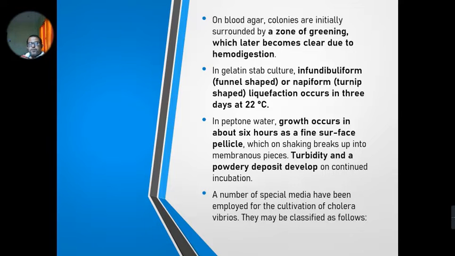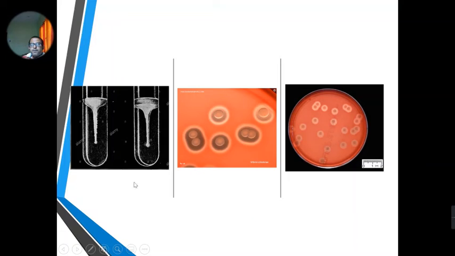When you grow this bacteria in peptone water, within 6 hours, we are able to observe the growth of this bacteria in the form of a surface pellicle. So this is another characteristic shown by this bacteria in peptone water. Now, various media are available for the cultivation of this Vibrio bacteria, and these are classified as follows.